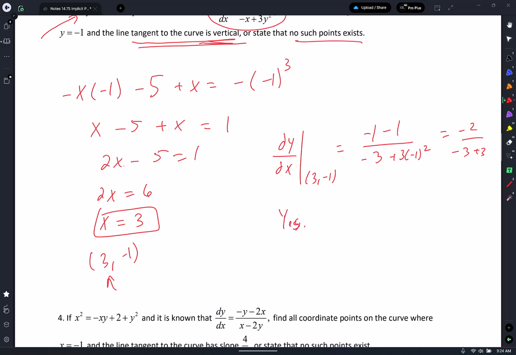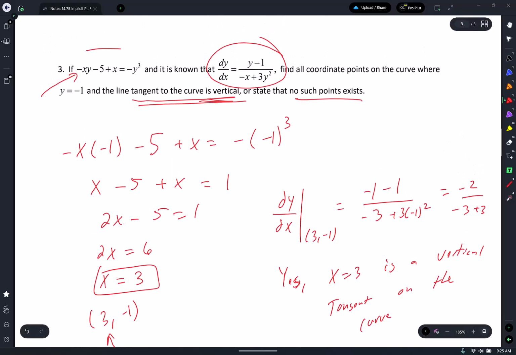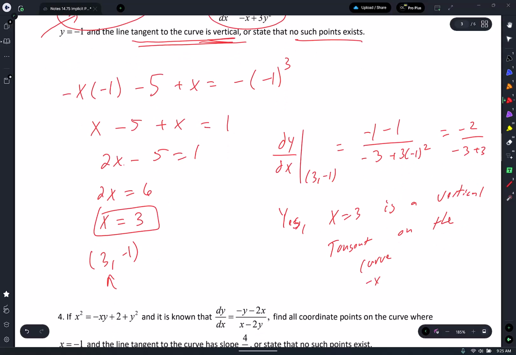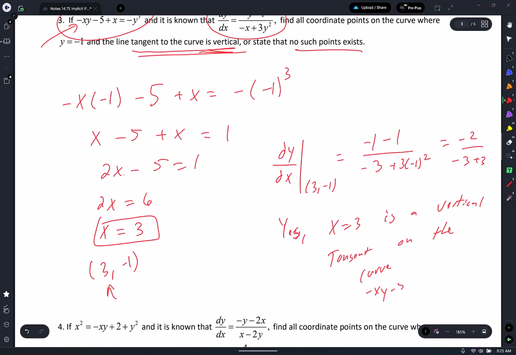Yes. x equals 3 is a vertical tangent on the curve, and it's this one. Negative xy minus 5 plus x equals negative y cubed. Do you guys want to see that curve? Okay.